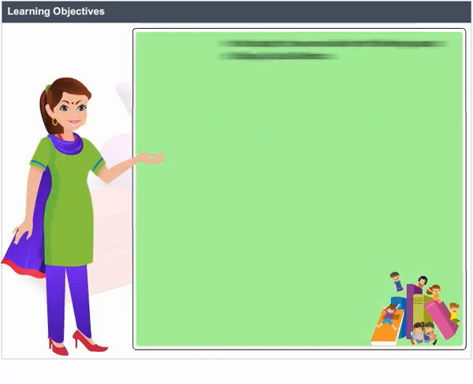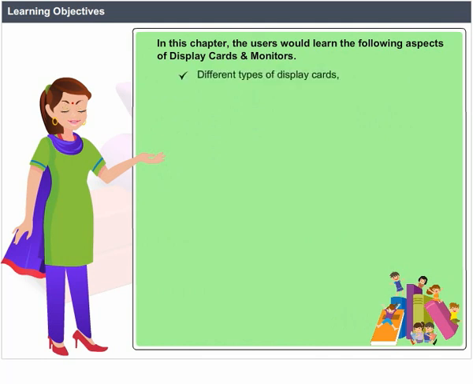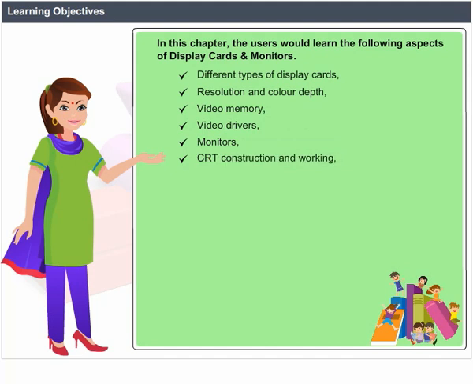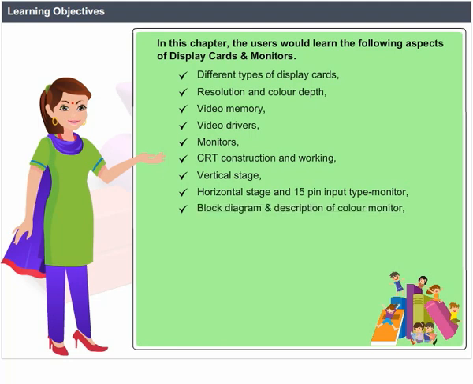Learning objectives. In this chapter, the users would learn the following aspects of display cards and monitors. Different types of display cards, resolution and color depth, video memory, video drivers, monitors, CRT construction and working, vertical stage, horizontal stage and 15-pin input type monitor, block diagram and description of color monitor, display configuration, introduction to LCD displays.